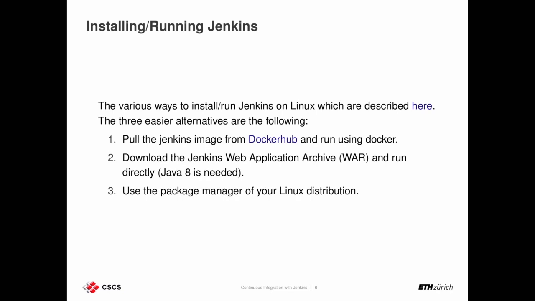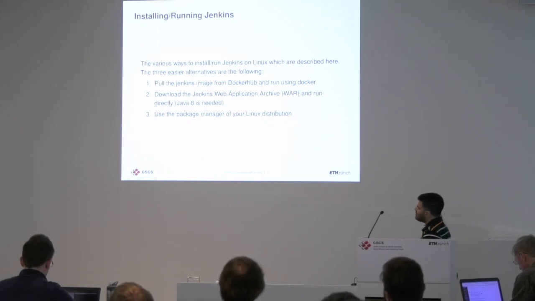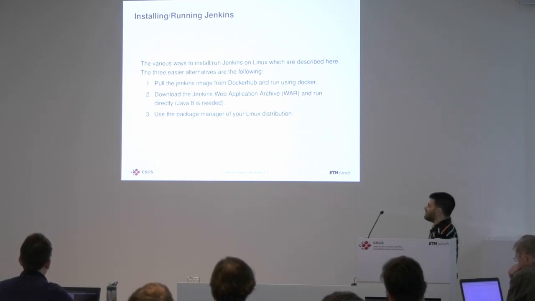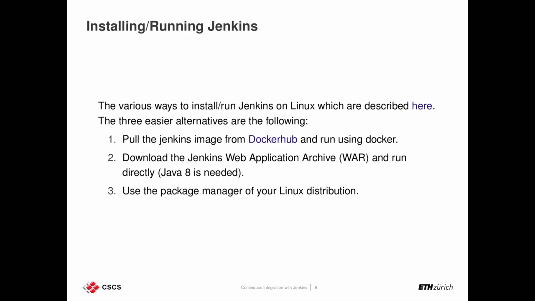There are various ways to install Jenkins. Here I list the three easier ones. If you are familiar with Docker, you can directly pull the Jenkins image, which is offered from Docker Hub, and then run it using Docker. I will show you later how this works. The second way is to download the war, which is the web application archive, and run it directly. You need Java 8 installed on your computer to run that. Or alternatively, you can use the package manager of your Linux distribution to install it.